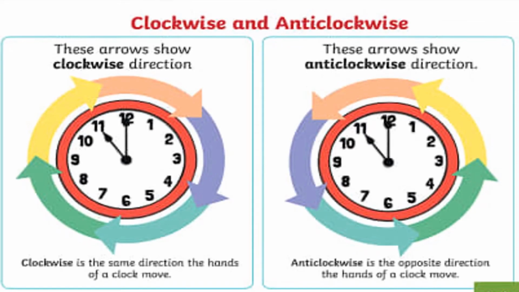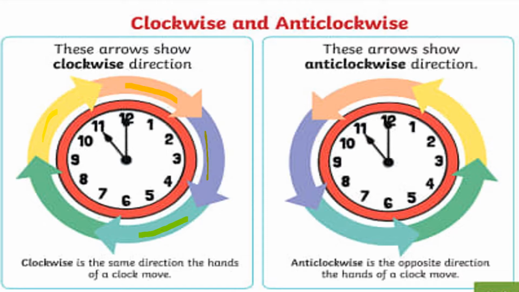Now let's start to learn clockwise and anti-clockwise. Here these arrows show clockwise direction. So clockwise is the same direction the hands of a clock move. So you know the hands of the clock move in the clockwise direction. So that is why we call it clockwise direction.